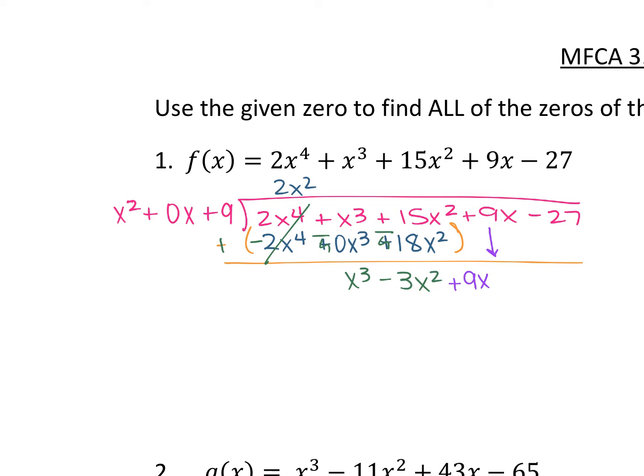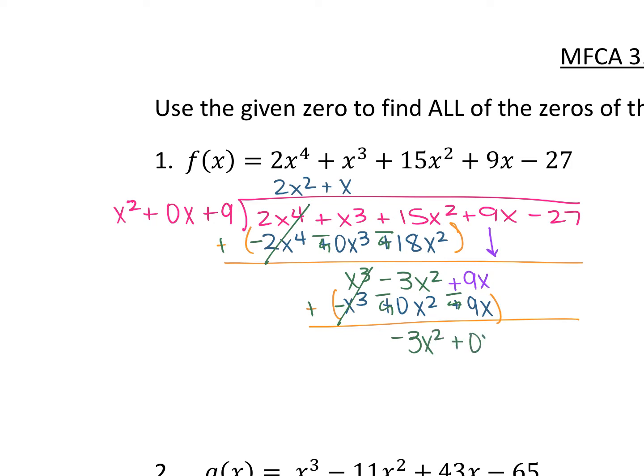X squared from the outside multiplies by x to give you x cubed. X times 0x is 0x squared. X times 9 is 9x. From here, subtract. Distribute the sign. Change the sign on everything. You are left with -3x squared plus 0x.